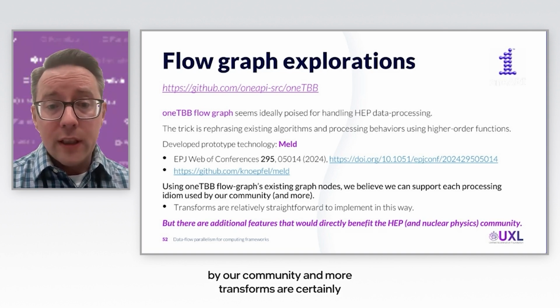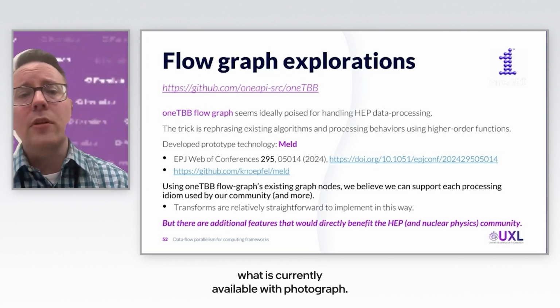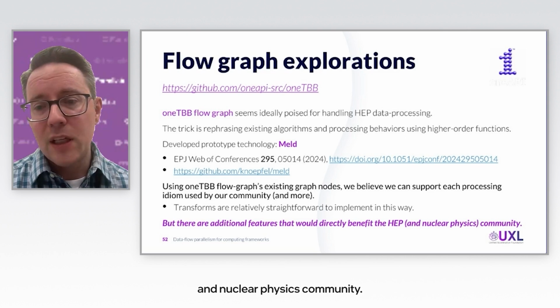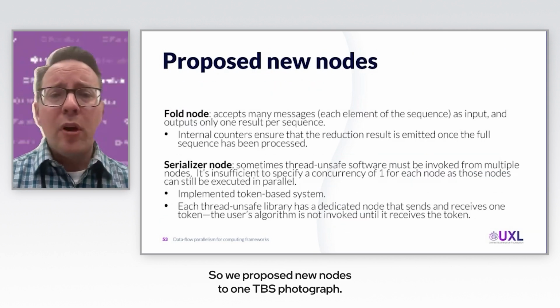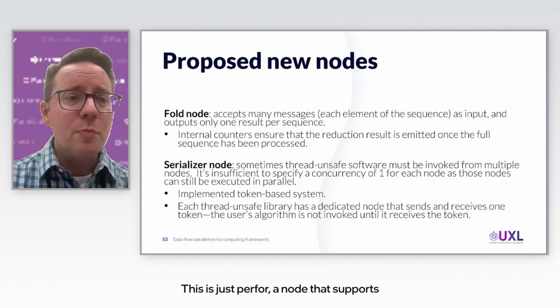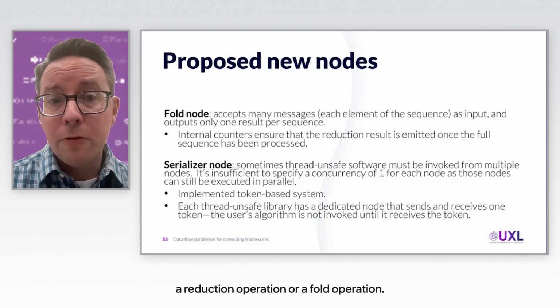Transforms are certainly straightforward to implement using what is currently available with FlowGraph, but there are additional features that would directly benefit the HEP and nuclear physics community. So we proposed new nodes to oneTBB's FlowGraph. One is the fold node. This is just a node that supports a reduction operation or fold operation.